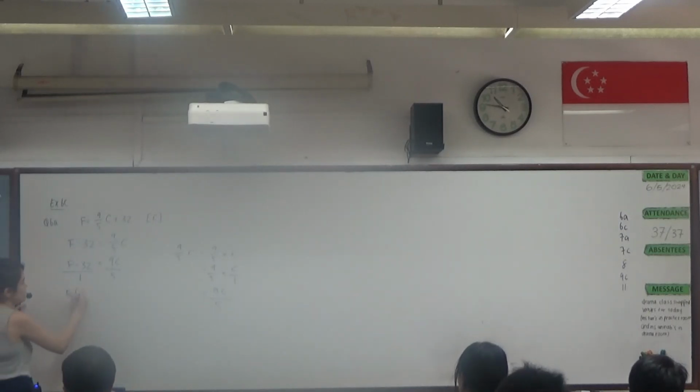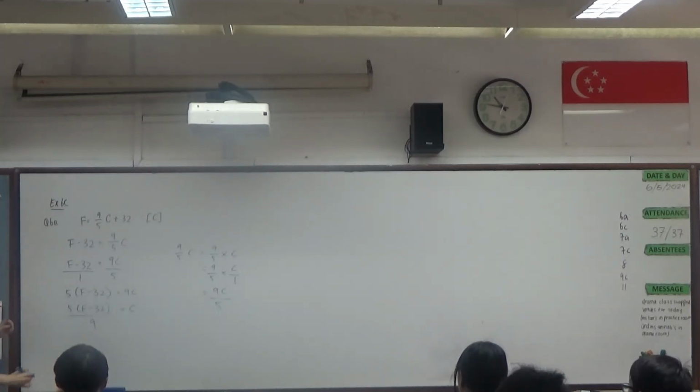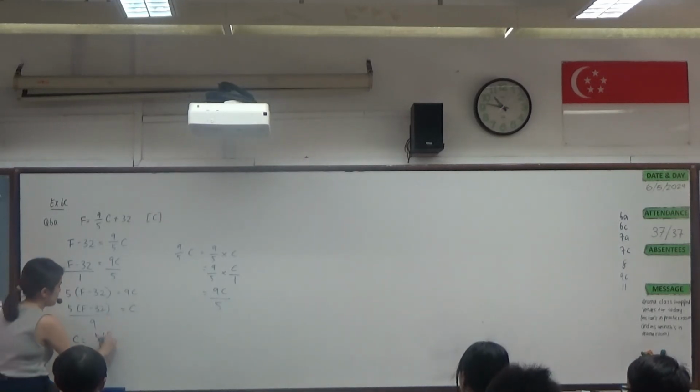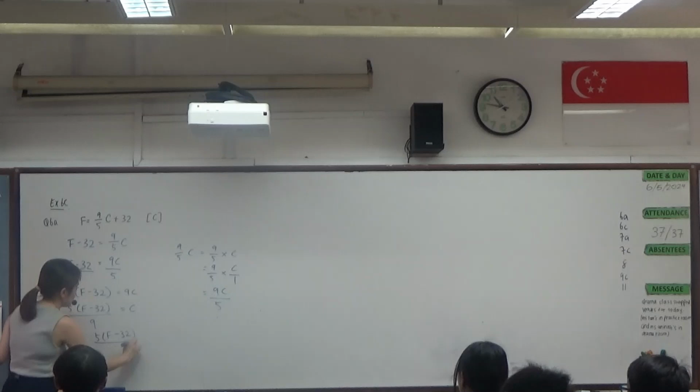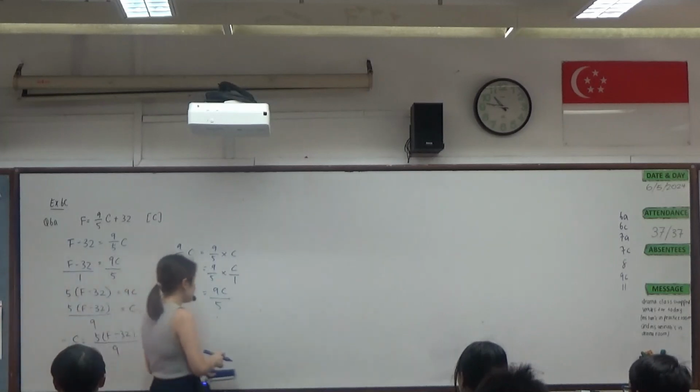Hence, I will have 5 times f minus 32, okay, equals to 9c. And because I want c to be alone, I need to divide the 9 over. Hence, I will get my formula with the subject as c to be 5 times f minus 32 over 9. Okay, so this will be how we arrive at the answer.